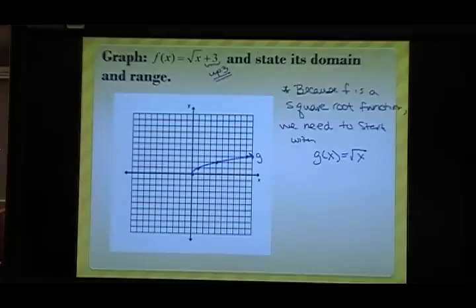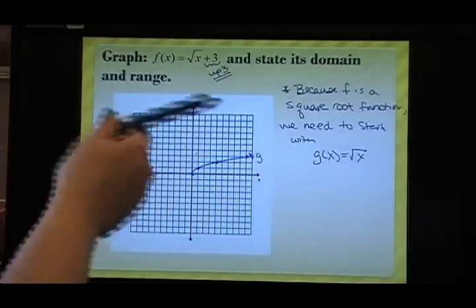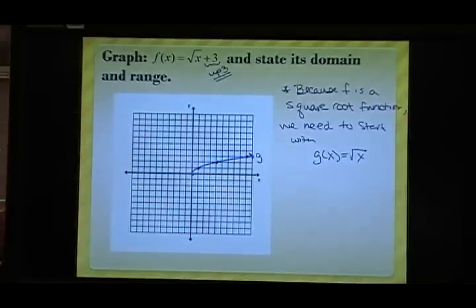So to graph F from G, all I have to do is take G and shift all points up 3 places. So using my lattice points to help me, I go up 1, 2, 3. Take this one up, 1, 2, 3. Take this one, 1, 2, 3. And this one, 1, 2, 3. And so it looks the same.